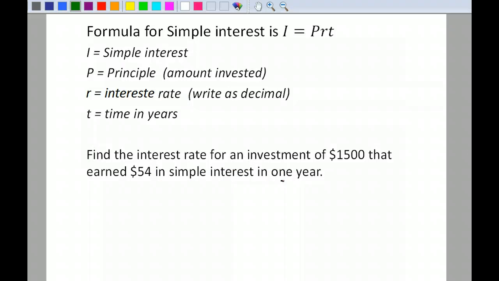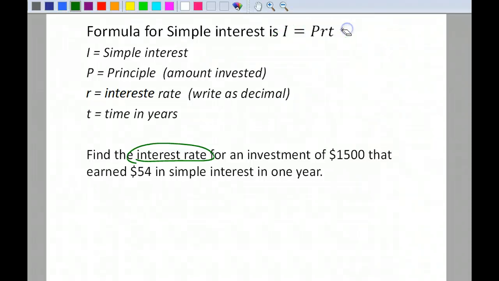First of all, you've got to figure out what you're trying to find. What are you looking for? I'm looking for the interest rate. So I want to rewrite this formula in terms of R. So I want you to hit pause, and I want you to solve the interest rate formula in terms of R.